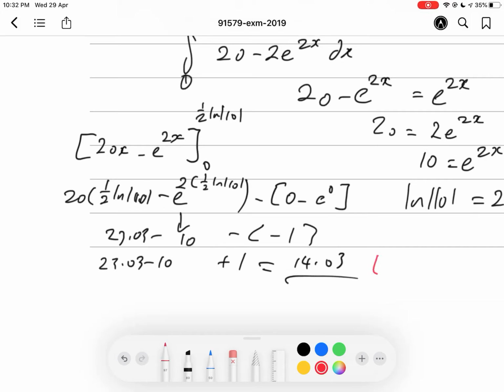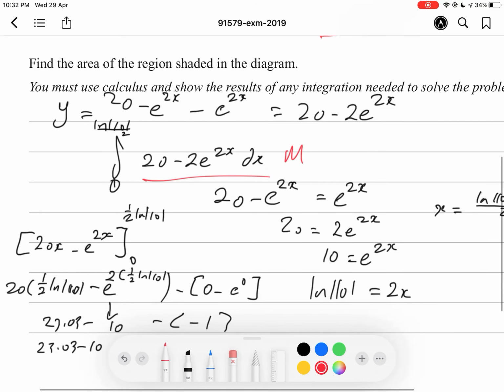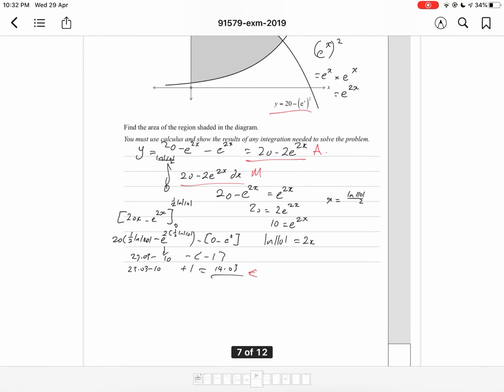Yeah, 14.03, and that will give us an excellence level grade. To get a merit grade, you need a correct integration. So the correct integration here will get you a merit. To get an achieved, you can just write it in this form, and it looks like you can get an achieved grade.